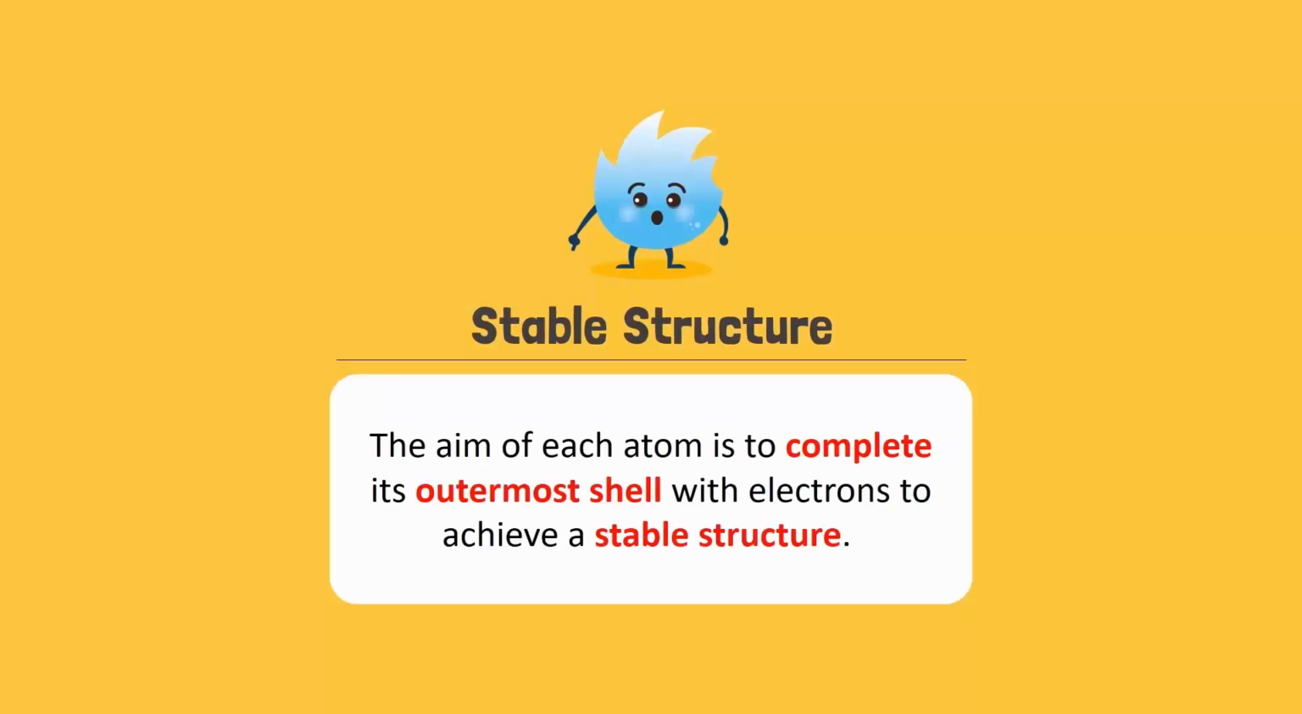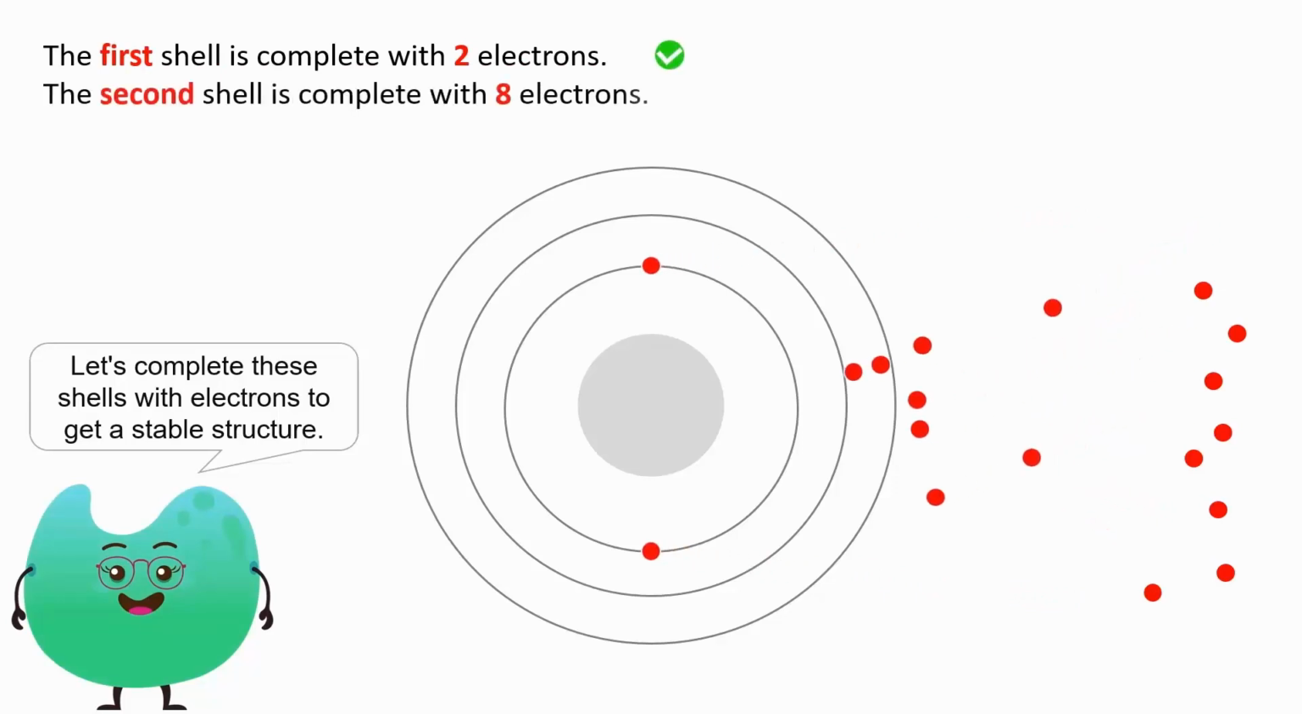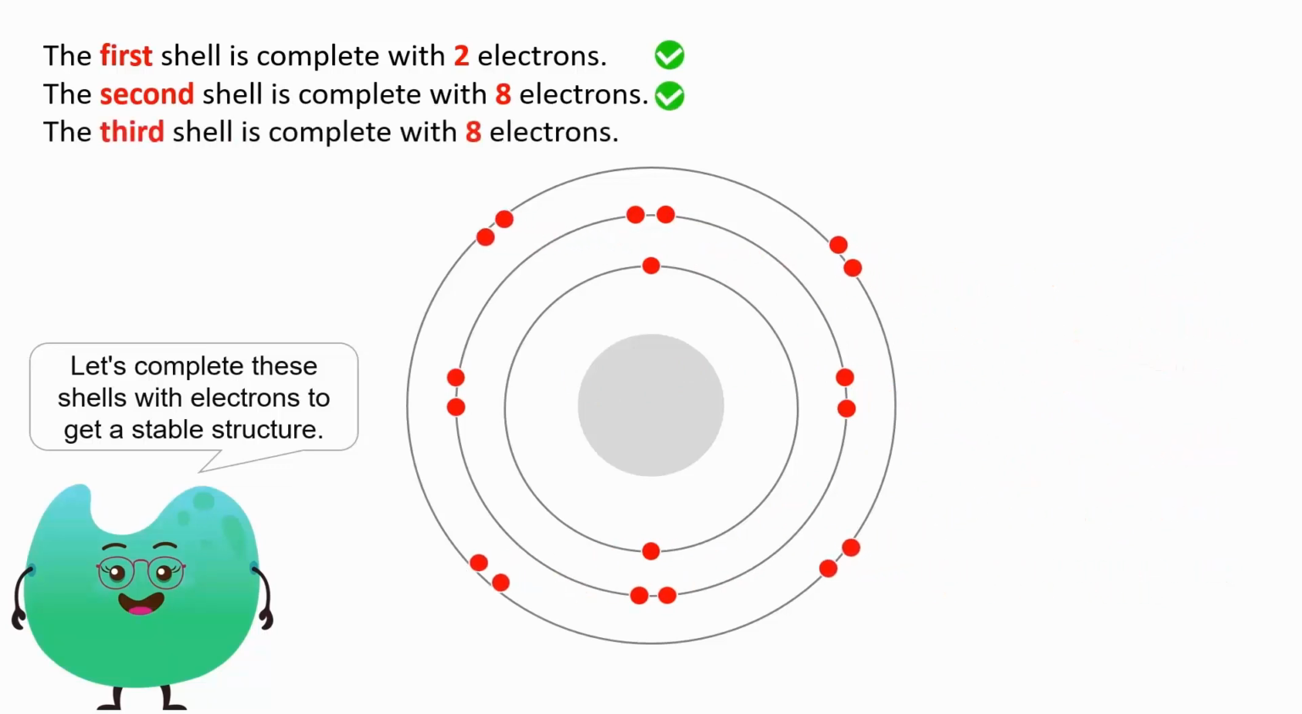Remember, the aim of each atom is to complete its outermost shell with electrons to achieve a stable structure. Let's complete these shells with electrons to get a stable structure. The first shell is complete with 2 electrons. The second shell is complete with 8 electrons. The third shell is also complete when it has 8 electrons.